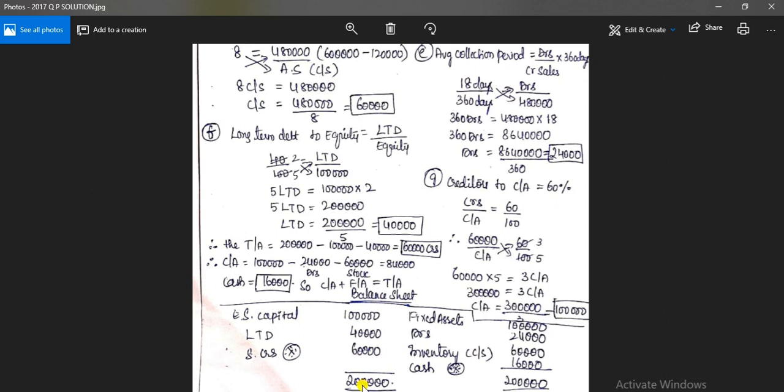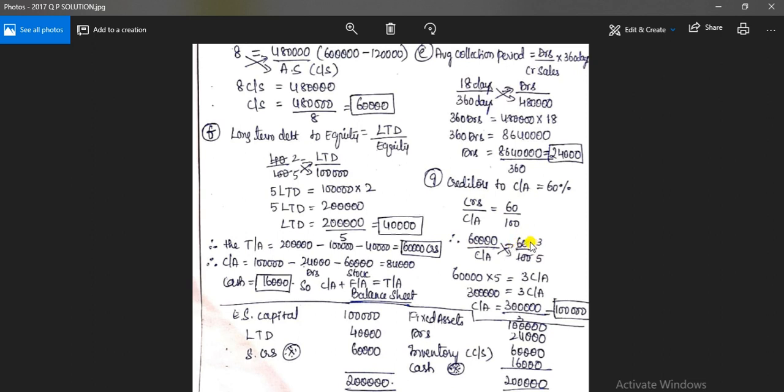Out of 2 lakh, you can deduct 1 lakh as equity share capital and 40,000 as long-term debt. You will get the remaining as sundry creditors, because you cannot include any other item except this. Now next is how to find the creditors to current assets. Here I have taken 60,000, that is creditors divided by current assets into 60%. 60% is the percentage given in the problem.